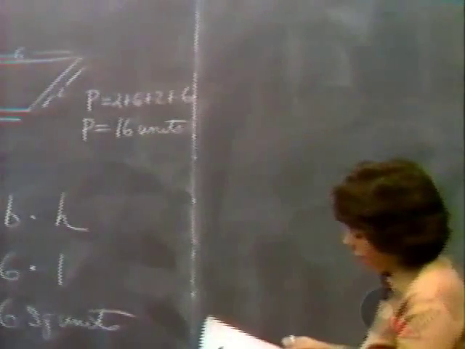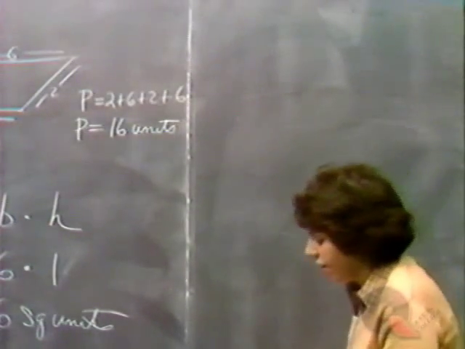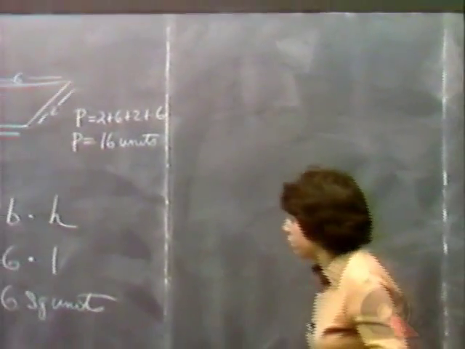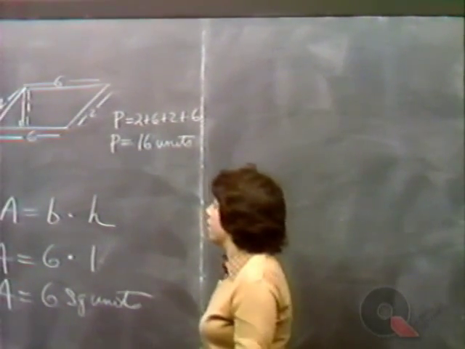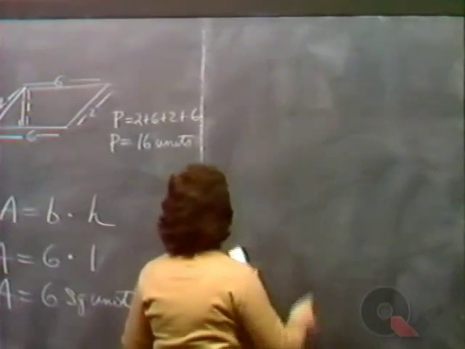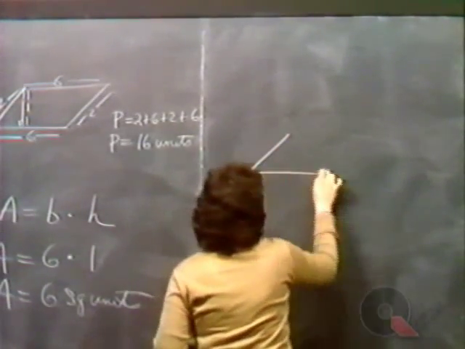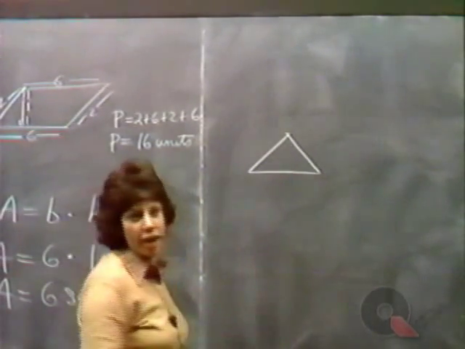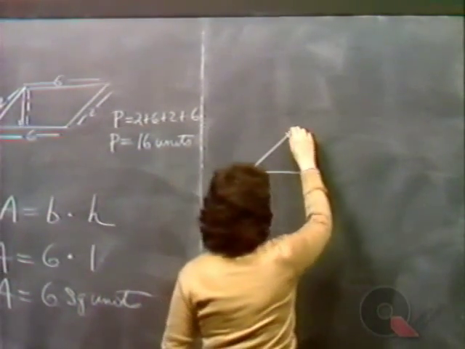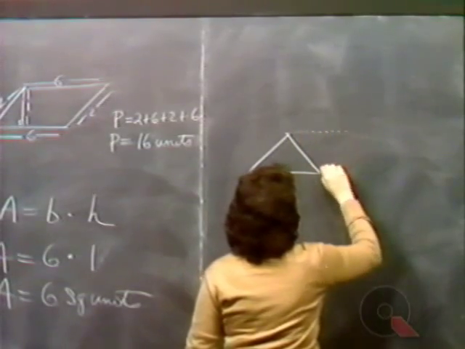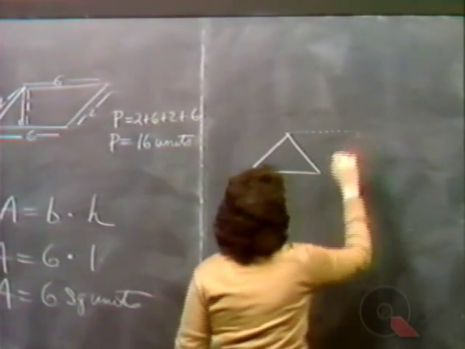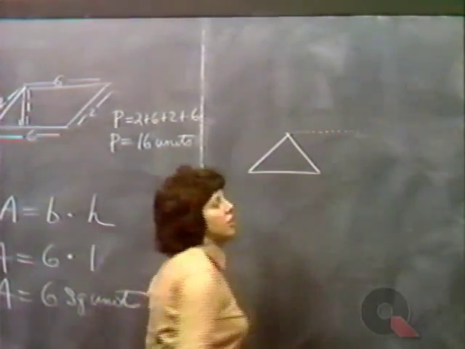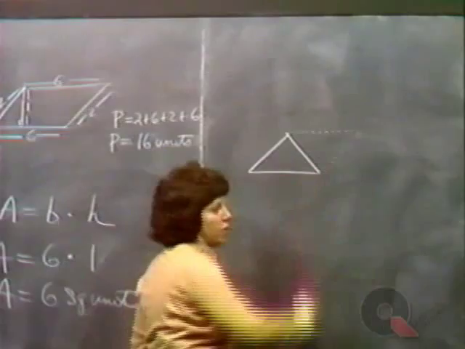Okay, now from the parallelogram, let's move on and find the area of a triangle. We know the area of a parallelogram is base times height. We're going to use that to find the area of a triangle. Let's look at a triangle, like so. If you were to put right next to this triangle a triangle congruent to it, but positioned like so, this triangle here is congruent to this one. It's upside down and turned around, but it's congruent to this one.